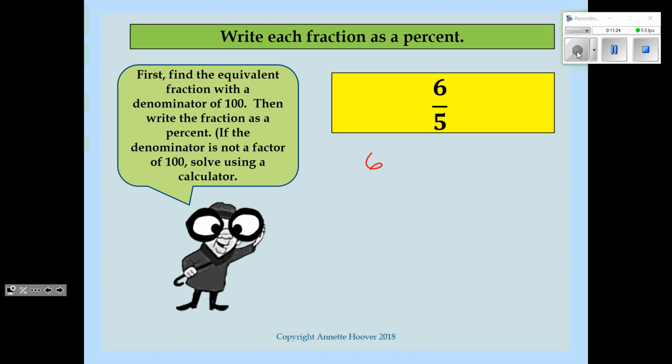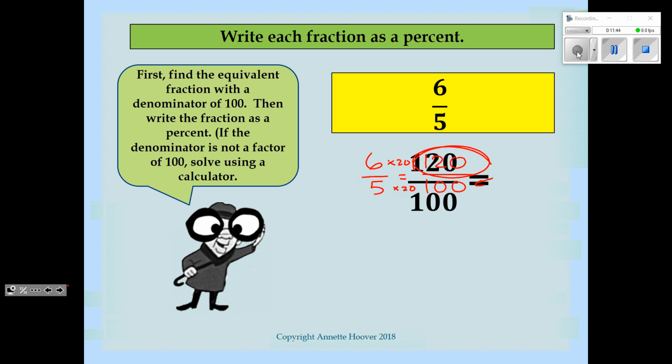6/5. Okay, again, I want the denominator to be 100. So what do I multiply 5 by to get 100? It's 20. So I have to multiply the top times 20, and that would be 120. Once you get it over 100, this is your percent, and it's going to be 120%.